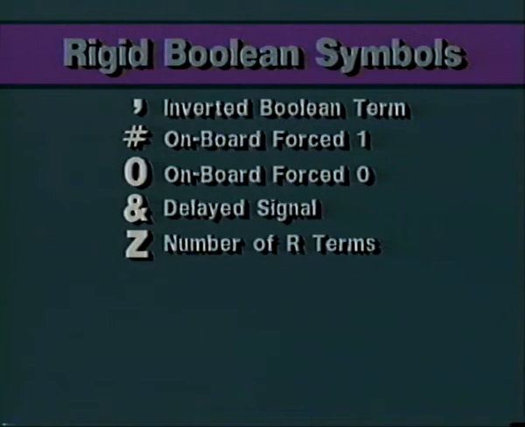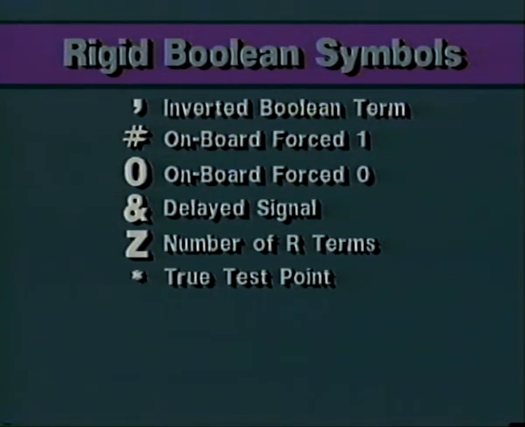Capital Z is used with R terms. The Z number is a design notation keeping account of how many R terms are leaving the module. A dash in front of the Z indicates the corresponding copy of the R term that stays on the module.